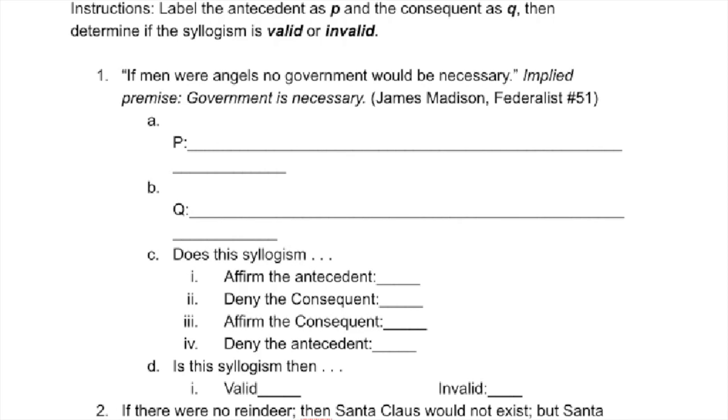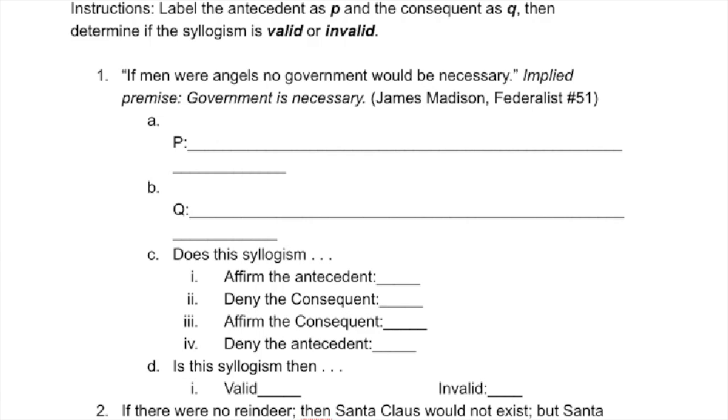All right, Trivium students, we're looking at hypothetical syllogisms this week and the rules by which we can determine if hypothetical syllogisms are valid or invalid. Remember that the only two ways a hypothetical syllogism can be valid is if it affirms the antecedent or it denies the consequent.